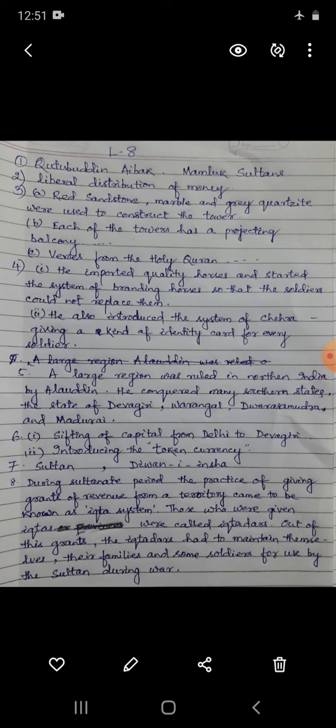Any two architectural features, it is given in your book. From there also you can write. You open page 73 and 74, it is there. From there you can write. I have written here about the red sandstone. It is in point E. You see page 74, point E.